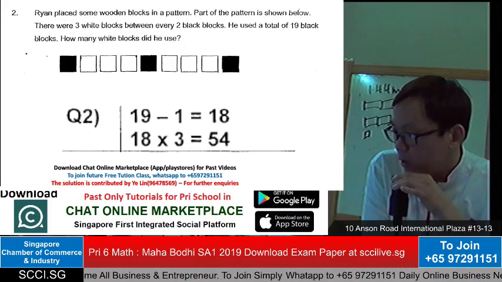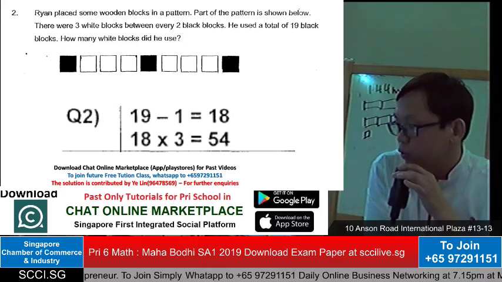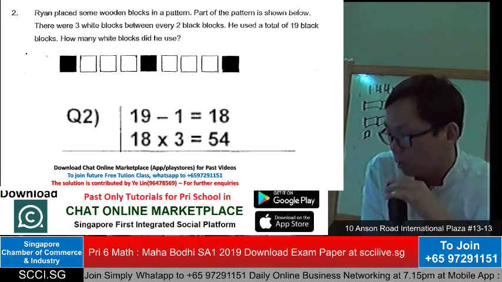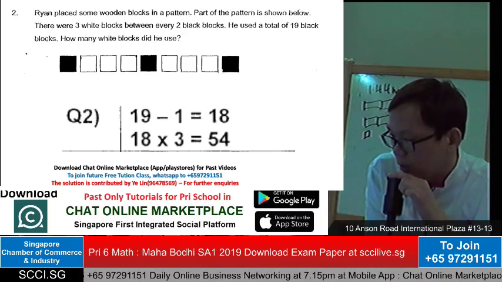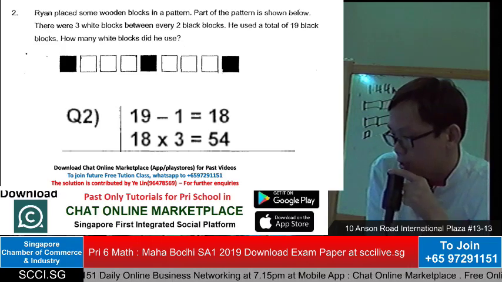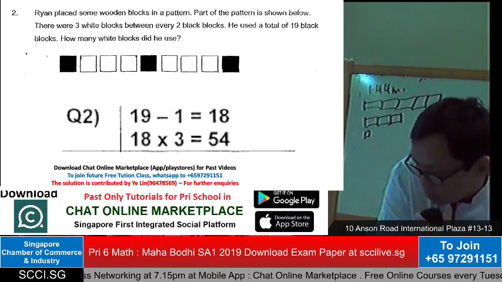Ryan placed some wooden blocks in a pattern. Part of the pattern is shown. There were 3 blocks between each. He used a total of 19 blocks. How many white blocks did he use? So you group them up. 19 minus 1 is 18. 18 times 3, the answer is 54, because 3 in a group.